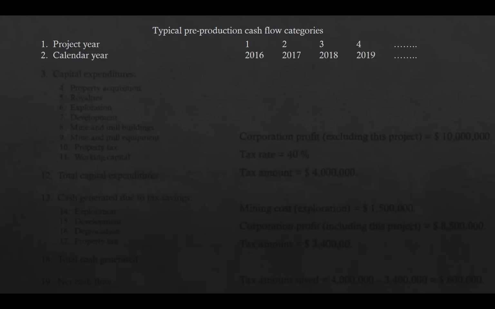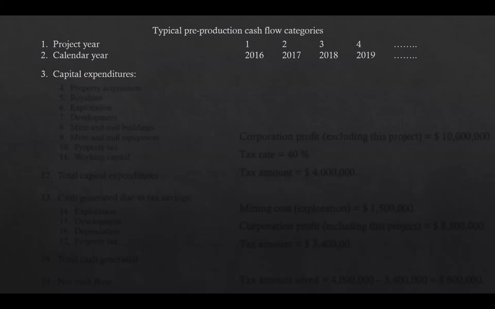The basic line items in the pre-production cash flow calculations are briefly discussed here. The first item describes which year of the project it is, for example, first year, second year, third year, and so on. The second item shows the calendar year, for example, 2016, 17, 18, and so on.